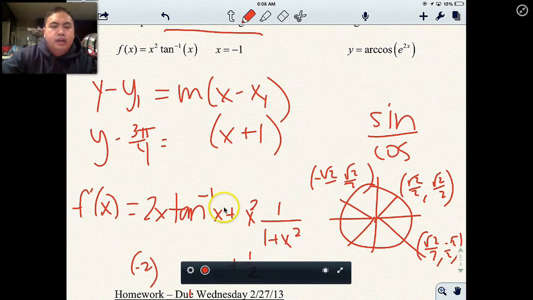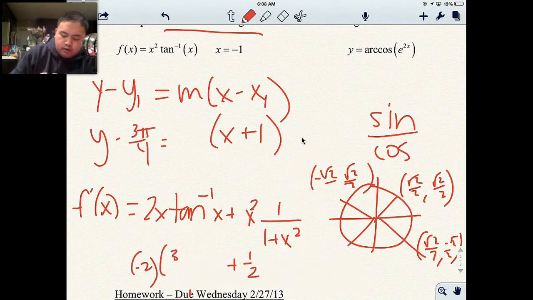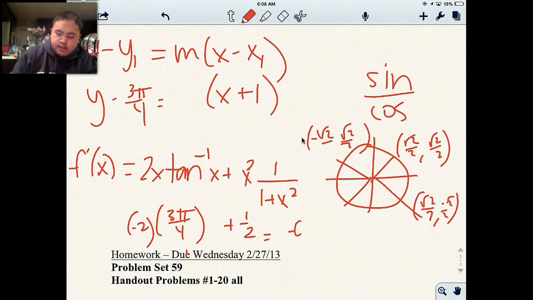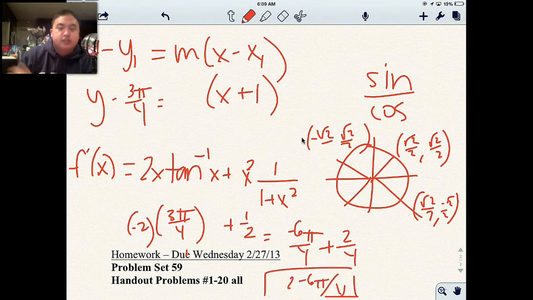And again, here we go again, tangent inverse of -1. Whose tangent is -1? We just did this. Well, this one and this one. For equations of lines, I just need to use one of them. This one has a tangent of -1. This one, if you remember, is 3 pi over 4. So I could simplify this, but for the sake of time for this video, we'll just stop it there. To make a long story short, this is -6 pi over 4 plus 2 over 4. You can get 2 minus 6 pi over 4. And again, you can just stop wherever you're at.